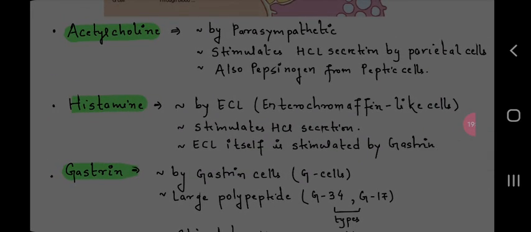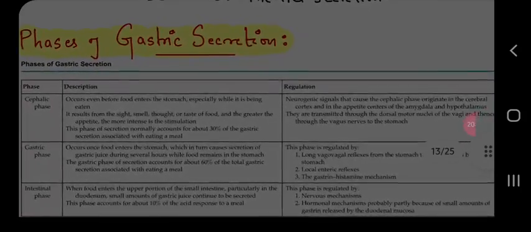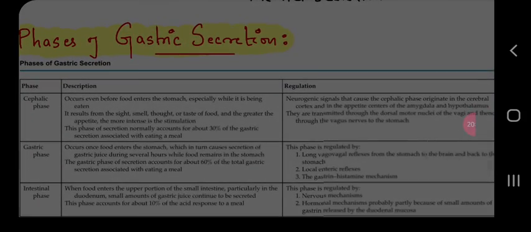Histamine released by enterochromaffin-like cells stimulates HCl secretion. ECL cells are themselves stimulated by gastrin. Gastrin, a large polypeptide released by gastric G cells, stimulates HCl secretion. The phases of gastric secretion are the cephalic, gastric, and intestinal phase, CGI.